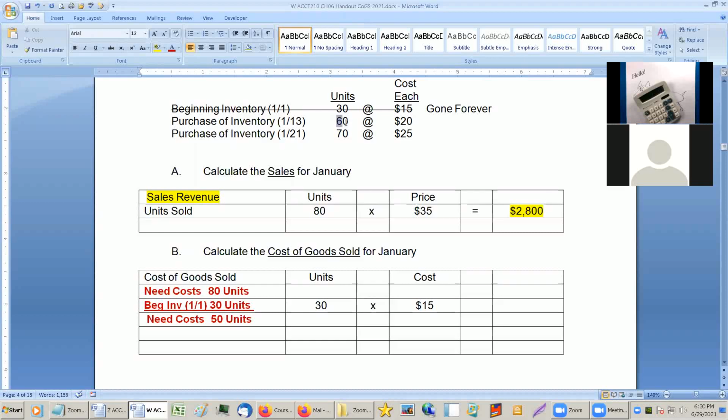Now there's 60 in here. We don't need 60 though. We only need 50 of those. So we're going to leave 10 of them. So this will be something here. So at this point, we have all the units we need.